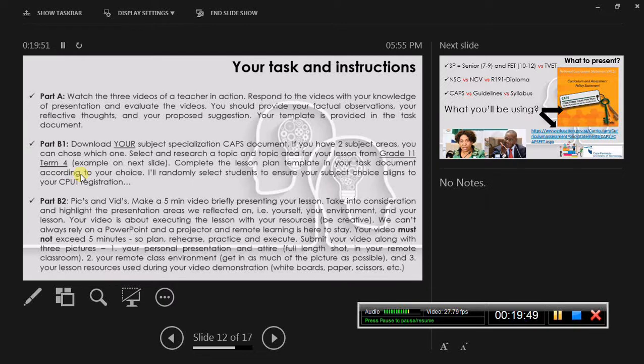Then you need to complete the lesson plan template, and I'll provide that to you as well in the task document. So you will take that lesson and work it into the lesson plan template which I provided, which is broken up into sections and explained to you.